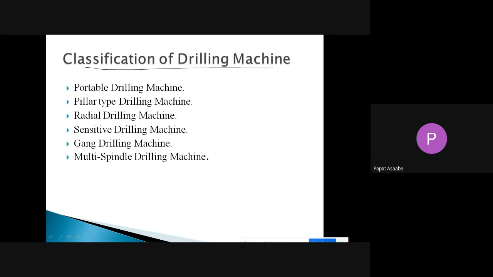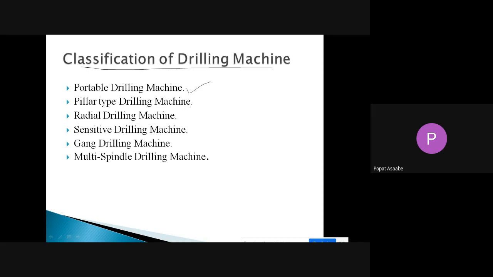The first type of drilling machine is the portable drilling machine. This type of drilling machine is generally used for simple work. Means suppose we want to produce a hole in a wall, or in wood. For this purpose the portable drilling machine is generally used, and we can move that portable drilling machine from anywhere.